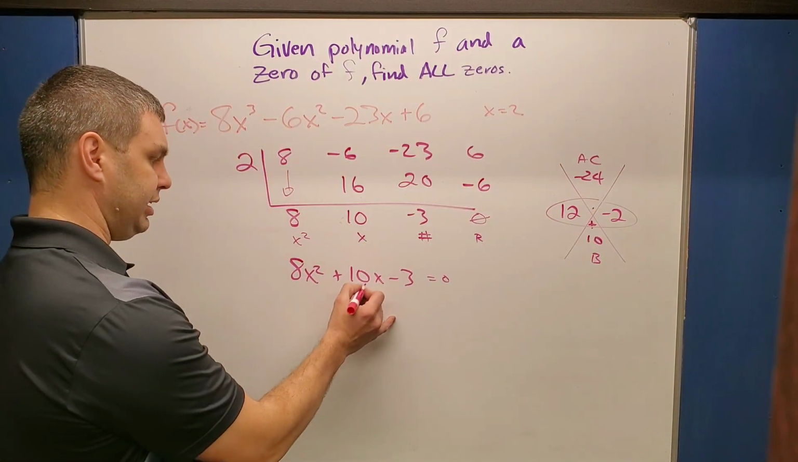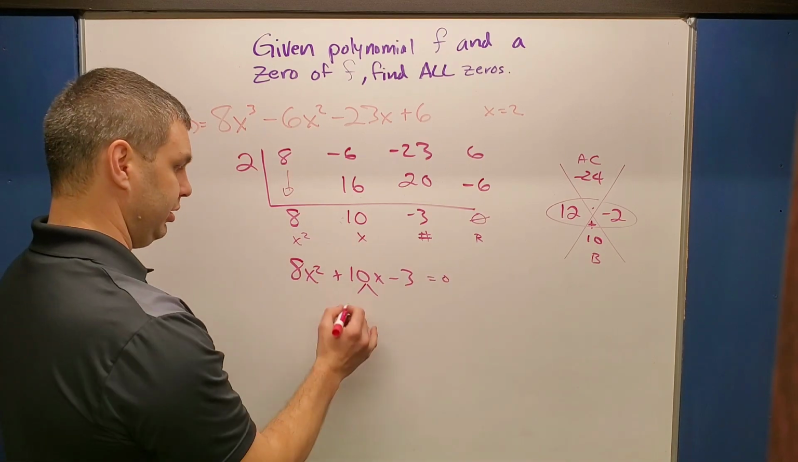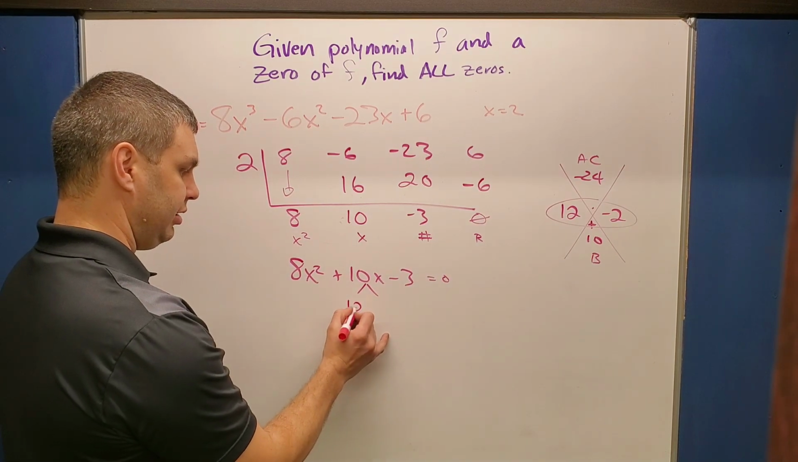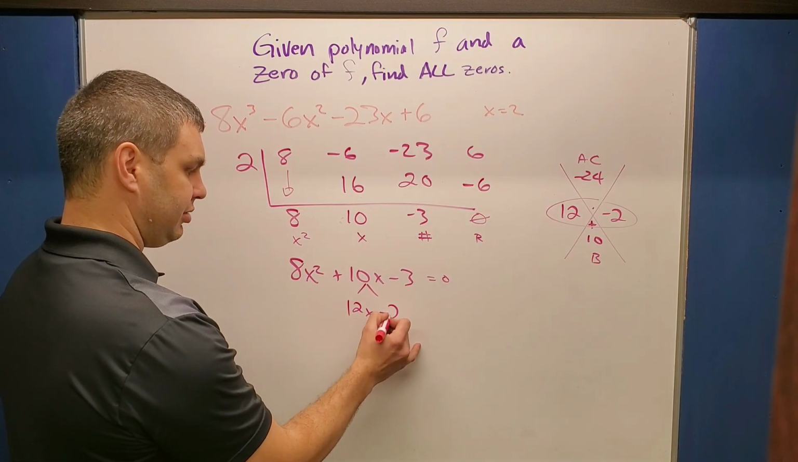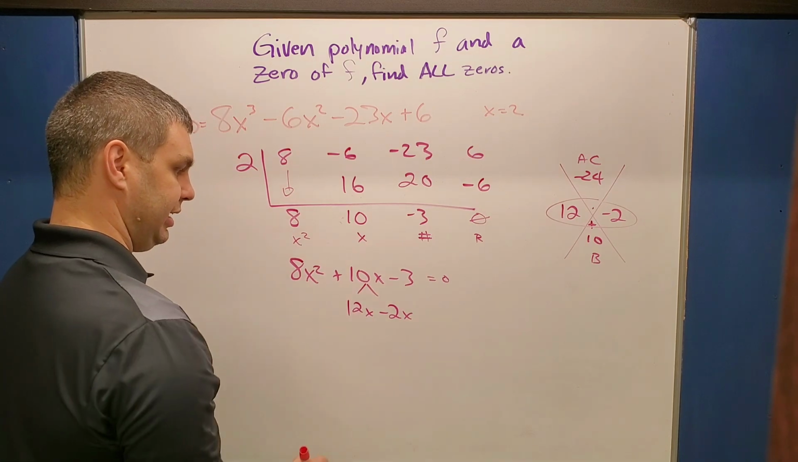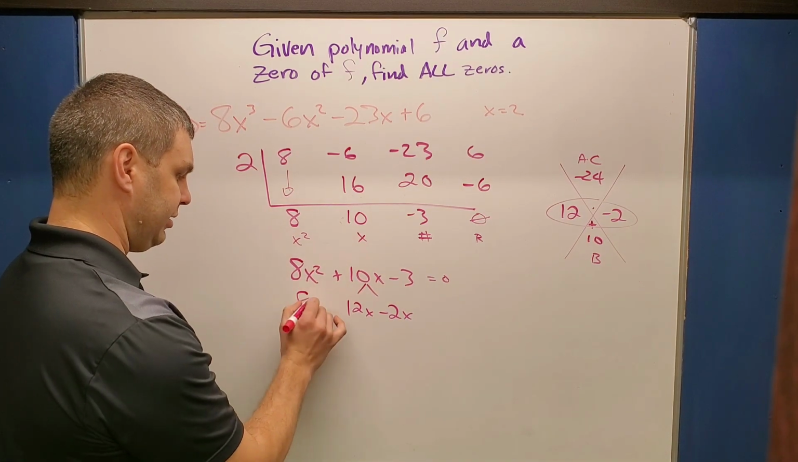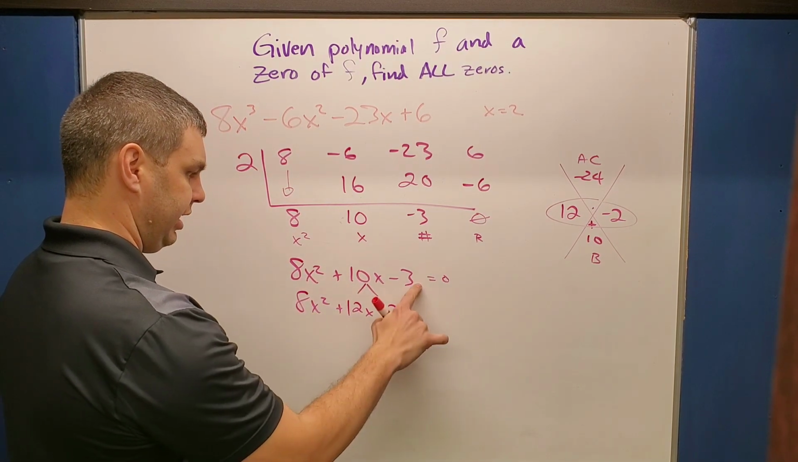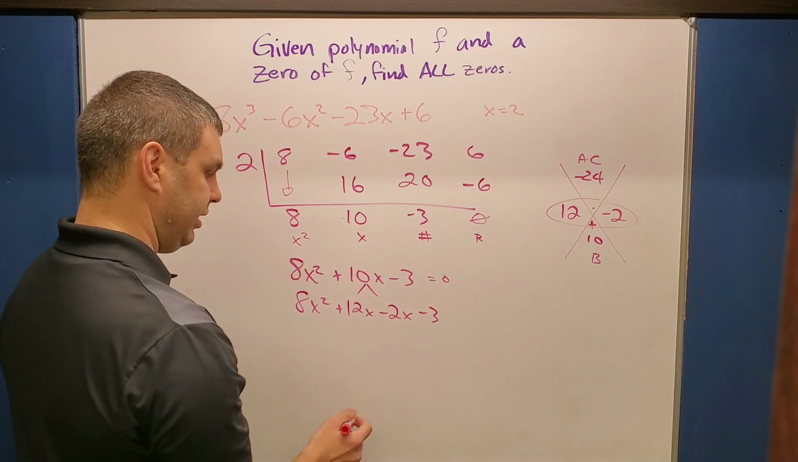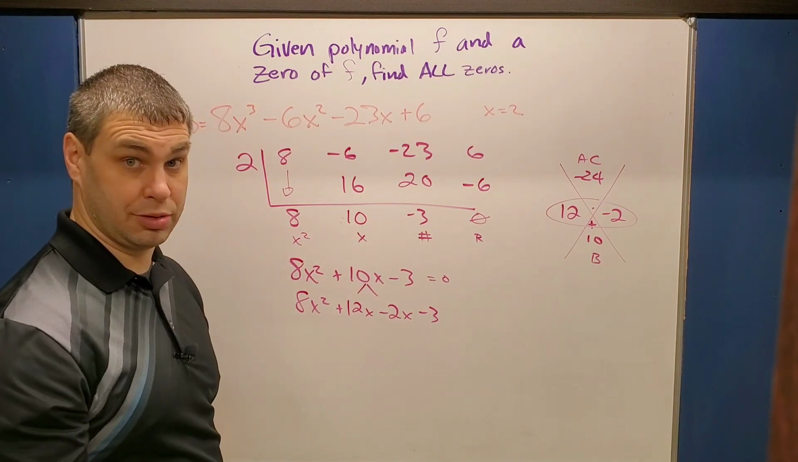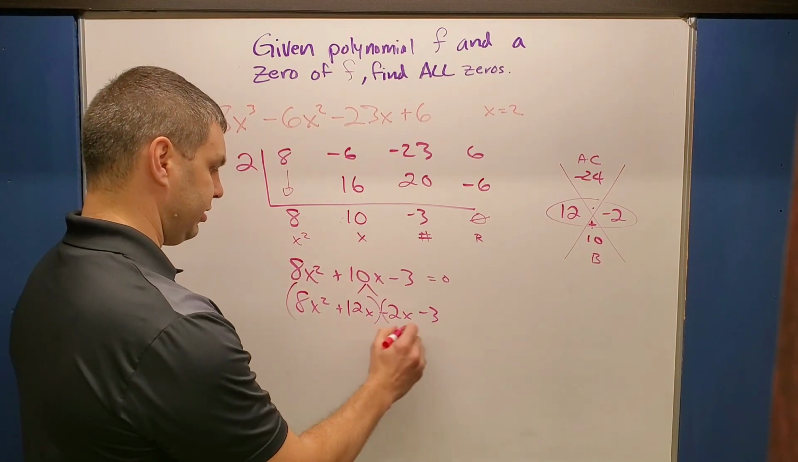So then I can split my b term with those two numbers. Instead of 10x, I'm going to say this is 12x minus 2x. That's the same thing as my 10x. I'm going to bring down my a term and my c term. And then I can factor this by grouping. All right, let's group together the first two and the last two.